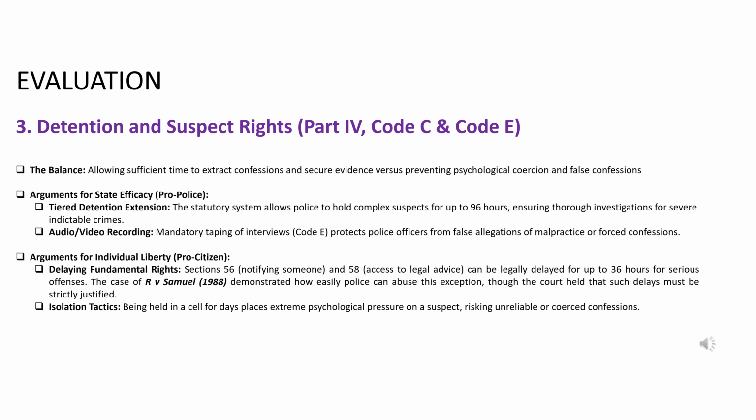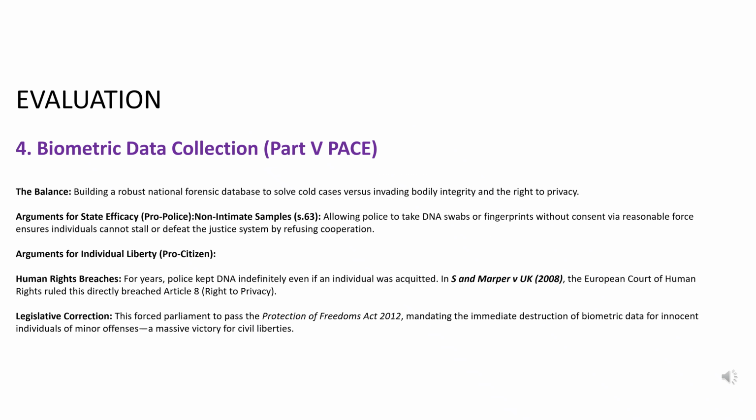or fearful. Another significant area in evaluating police powers concerns the collection and retention of biometric data under Part V of PACE. This area highlights the continuing tension between the needs of effective criminal investigation and the protection of personal privacy and bodily integrity. From the perspective of state effectiveness, biometric evidence such as fingerprints and DNA profiles has become one of the most valuable tools in modern policing.